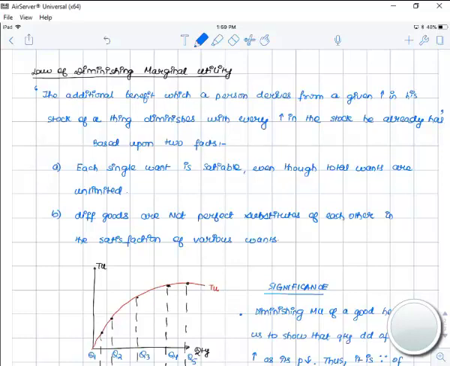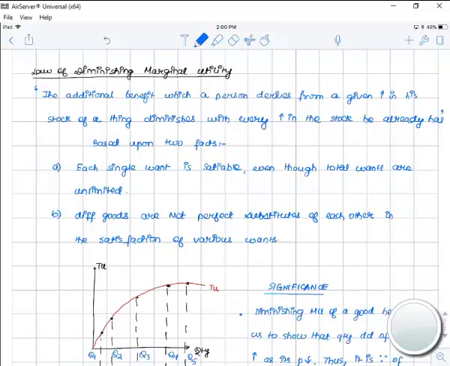That you consume one unit of one good, right? It gives you a certain level of satisfaction. You consume the second unit of that good. It gives you a satisfaction which is a little lesser than the first unit, and it keeps on falling. Eventually it can become zero, and it can also become negative if you keep on increasing the quantity of consumption, right? So formally, the additional benefit which a person derives from a given increase in his stock of a thing diminishes with every increase in the stock he already has, right?